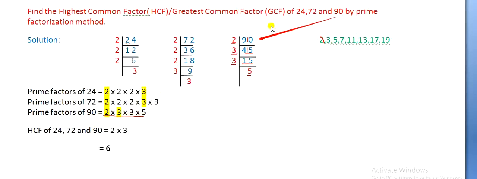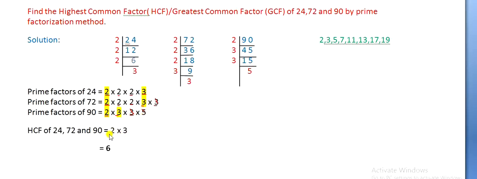Next step is we need to underline the common prime factors. 2 is common, we make an underline like this, 2, 2 and 2. The other 2s are not common factors, therefore we will skip. This 3 is common everywhere, we underline it, but one more 3 is there which is a common factor of 72 and 90 but not a common factor of 24, we will leave it. Even this 5 is also not a common factor, we will skip.